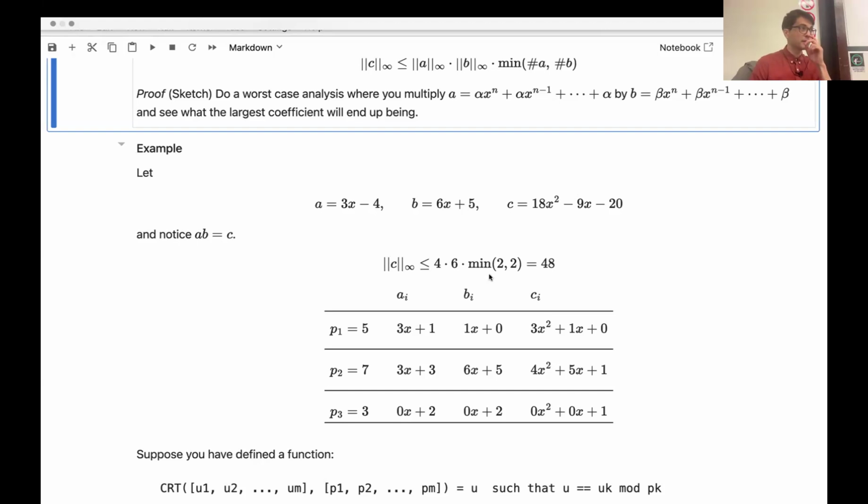Do we need this min? No. We could have made it max. That just makes it a less sharp bound, right?